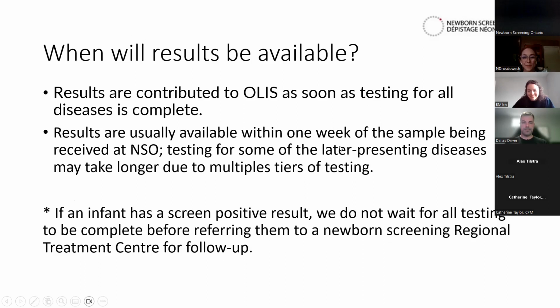Thanks, Bailey. So in most cases, results are contributed to OLIS as soon as testing for all of the diseases is complete. Results are usually available within 1 week of the sample being received at NSO. However, testing for some of the later presenting diseases might take a little bit longer due to multiple tiers of testing that are required. Generally, if you're unable to find a result in OLIS for a baby that was screened, we ask you wait about 3 weeks before requesting results directly from NSO, unless it's urgent. So if there's family history of disease, the infant is unwell or showing symptoms.